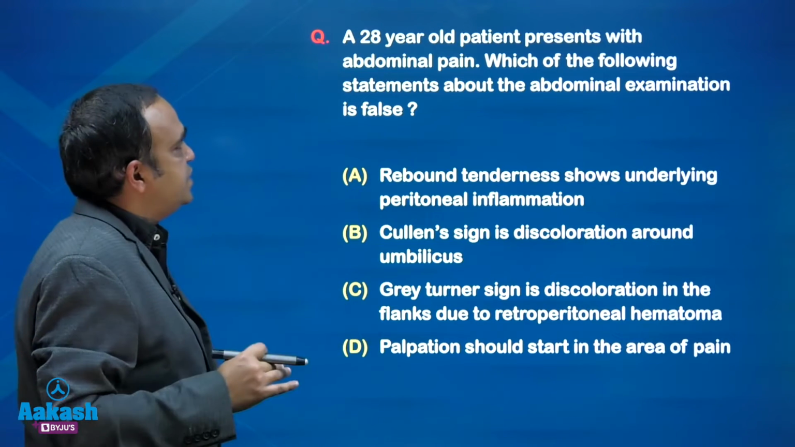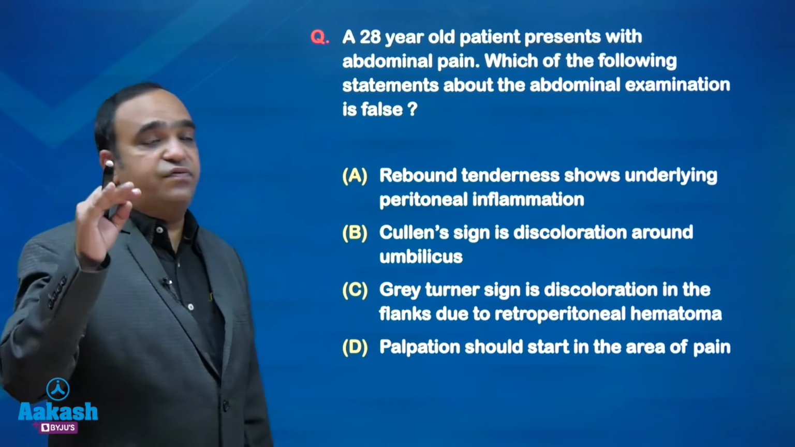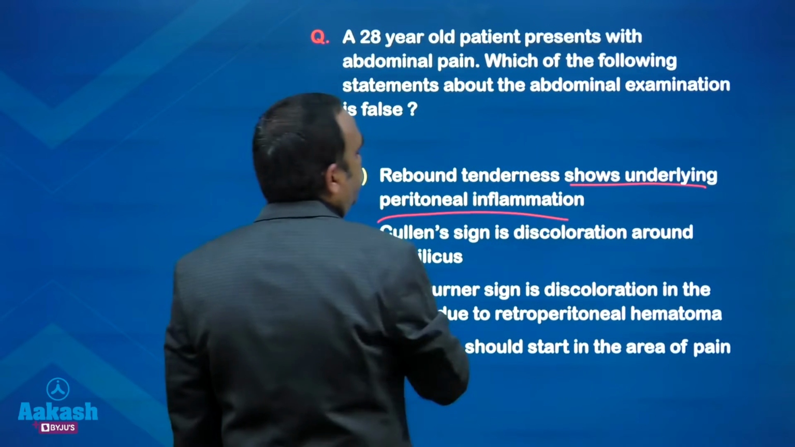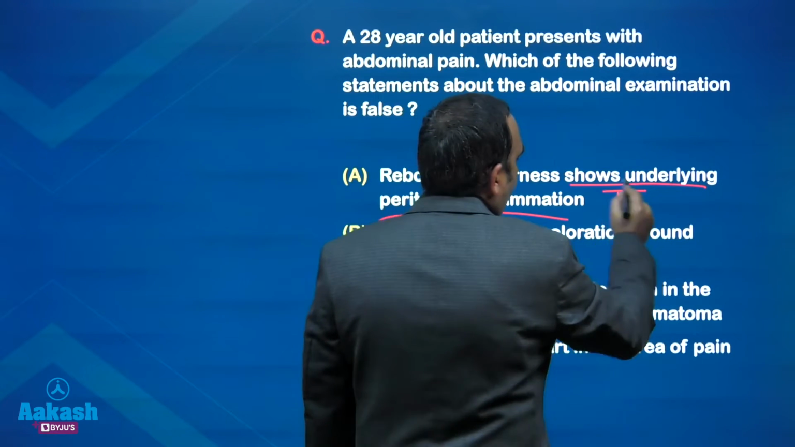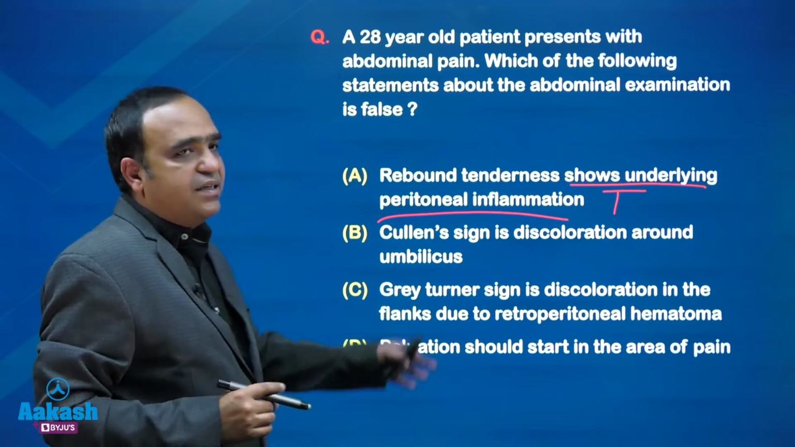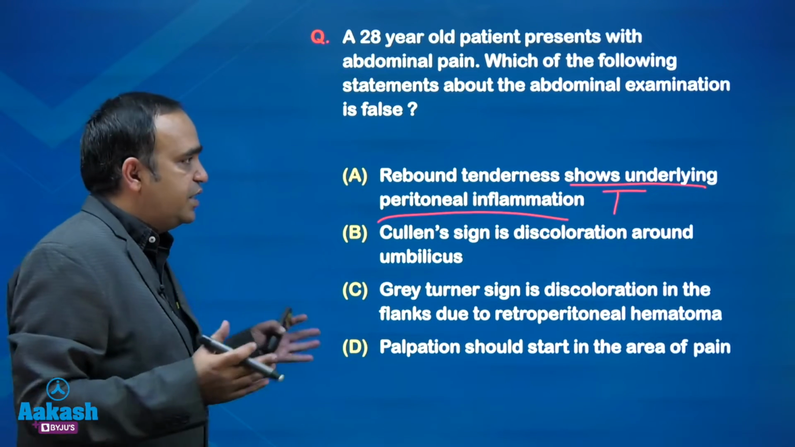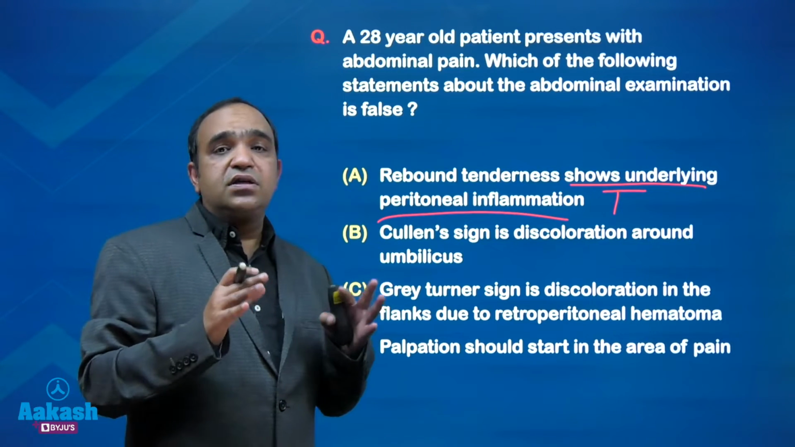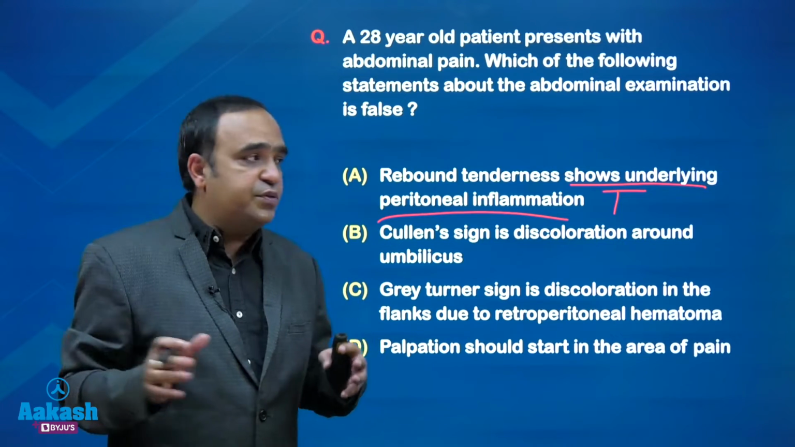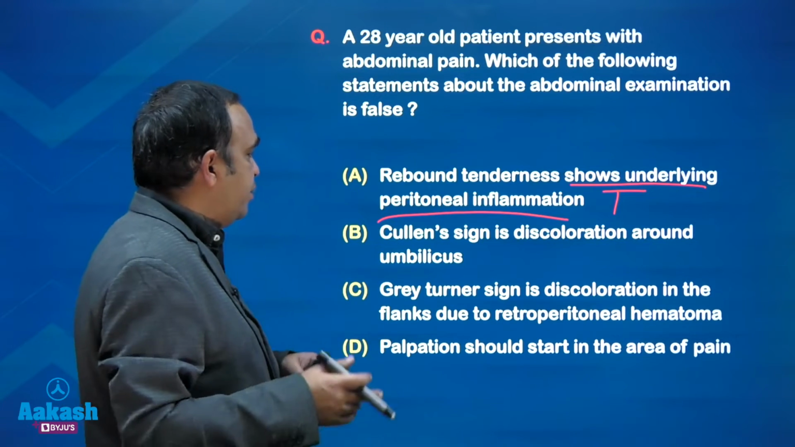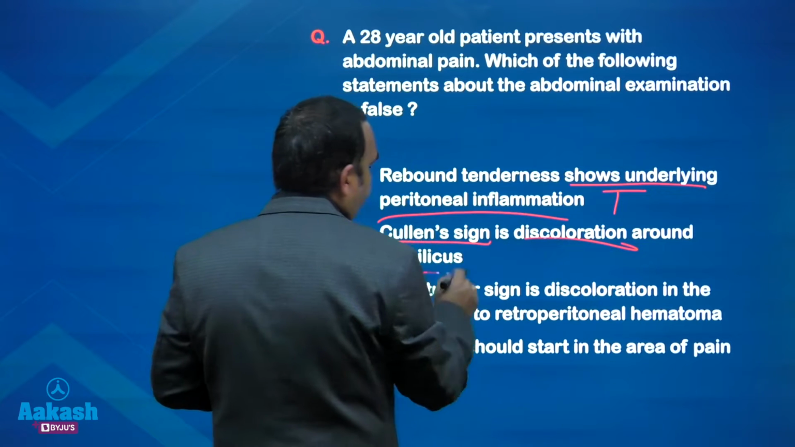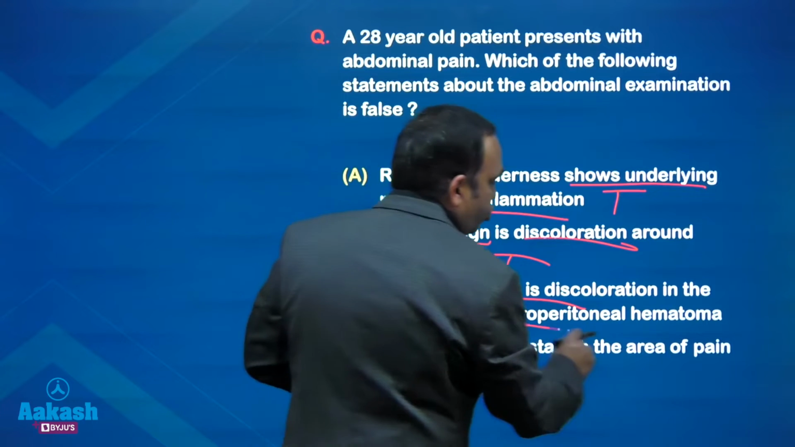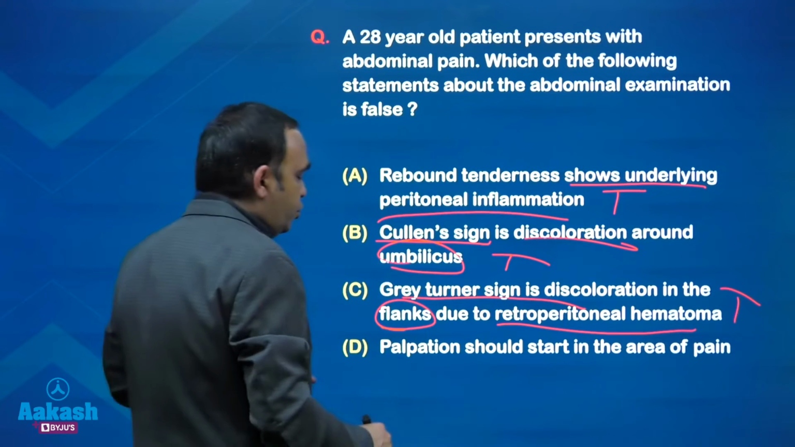Which of the following statements about the abdominal examination is false? So let us see the choices. Rebound tenderness shows underlying peritonitis, this is obviously true. Cullen sign and Gray Turner sign, again very easy choices. All of you know Gray Turner and Cullen are seen in acute hemorrhagic pancreatitis or some kind of hemoperitoneum like splenic rupture, etc. Cullen is discoloration around the umbilicus, so this is again true. Gray Turner is discoloration in the flanks due to retroperitoneal hematoma, this is again true.